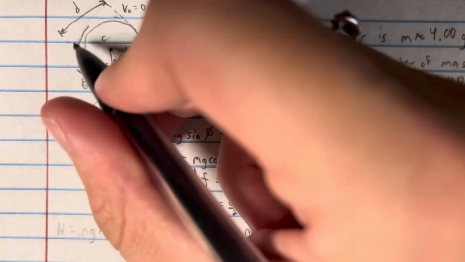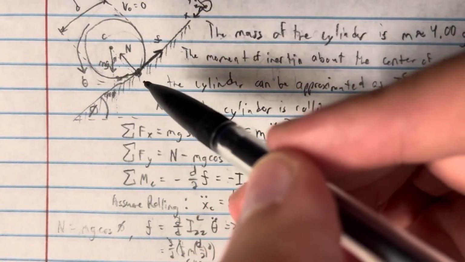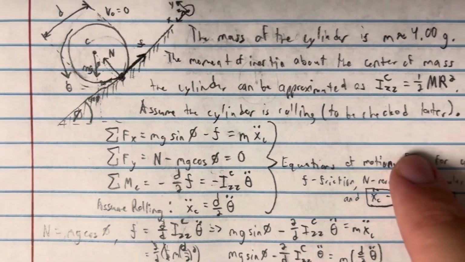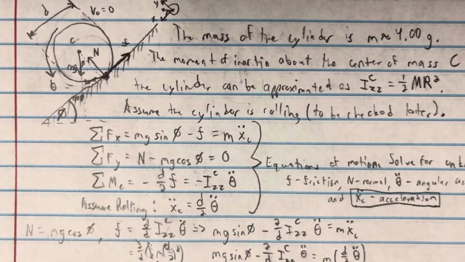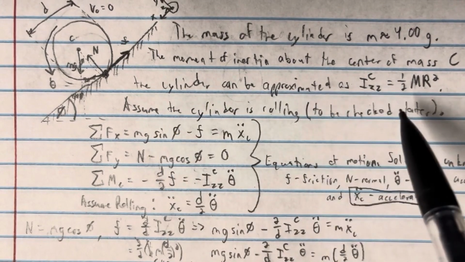It is rotating at the speed theta dot. The x direction is down the ramp and the y direction is 90 degrees from the ramp. So we can assume that the mass is 4.00 grams. That is the mass of the chapstick container. The moment of inertia about the center of mass of a cylinder is 1/2 mr squared. Now the key to all of this is the idea that the cylinder is rolling. We will be able to check this later.